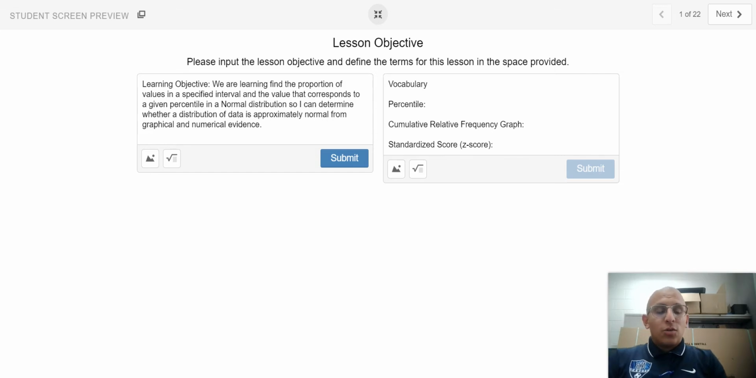Today, we are going to be wrapping up our Unit 2 exploration on z-scores and the normal distribution, learning about some calculator functions so that we can find the proportion of values in a specified interval and the value that corresponds to a given percentile in the normal distribution, so we can determine whether a distribution of data is approximately normal from graphical and numerical evidence.